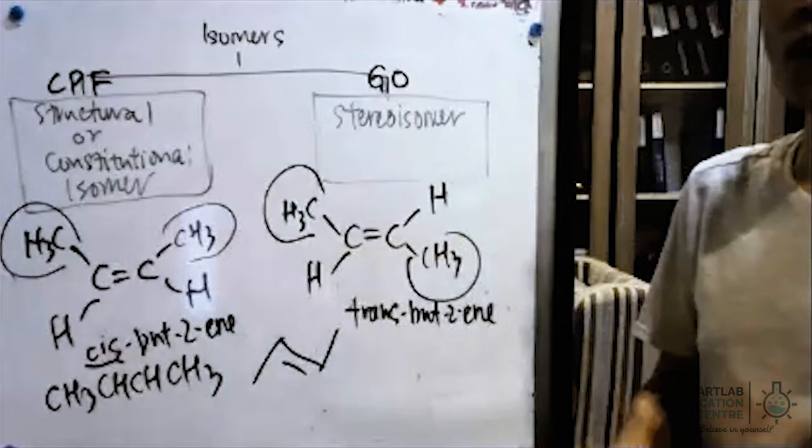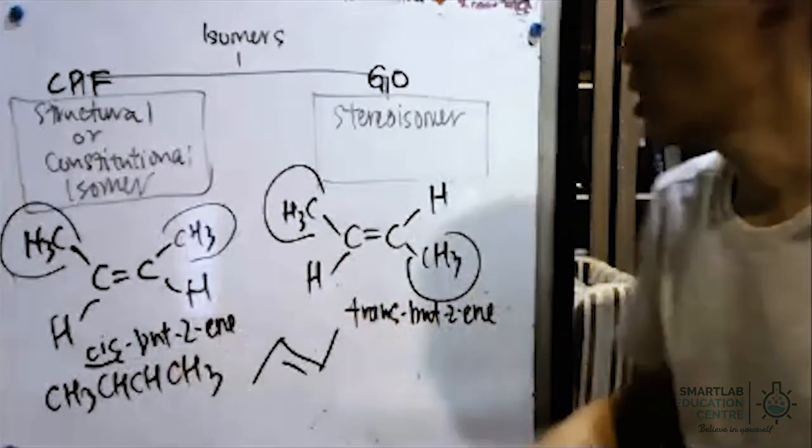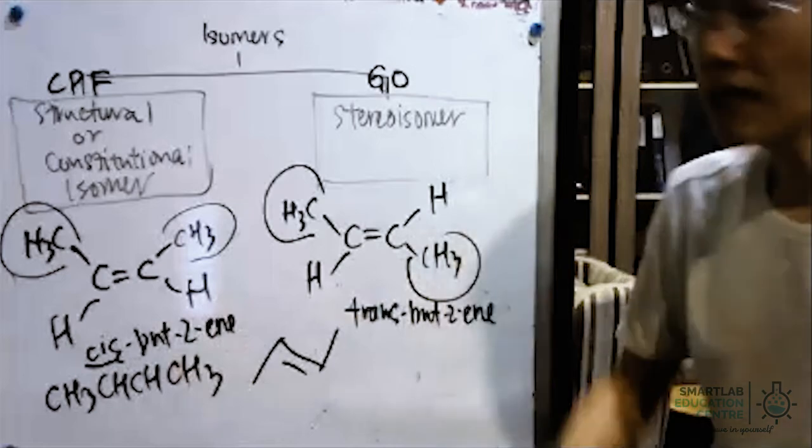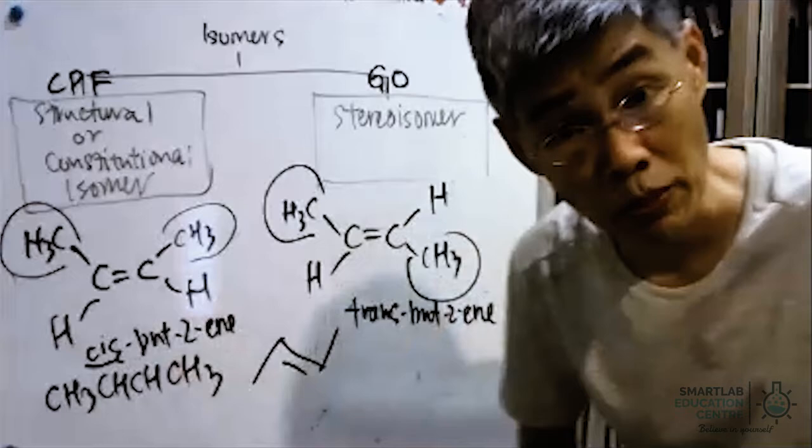The natural olive oil contains a lot of cis, which is easily broken down, easily oxidized, good for your body. Your trans is very stable. All right. It's very stable. It'll be more difficult to break down. So trans fat is supposed to be bad for you.